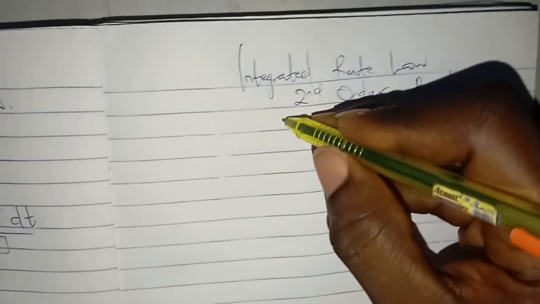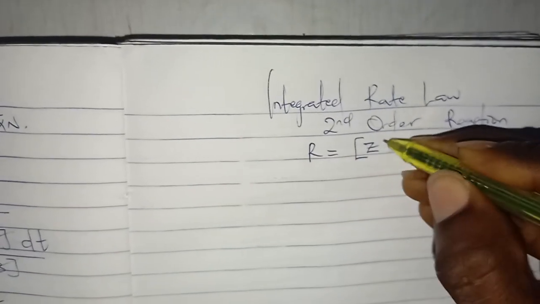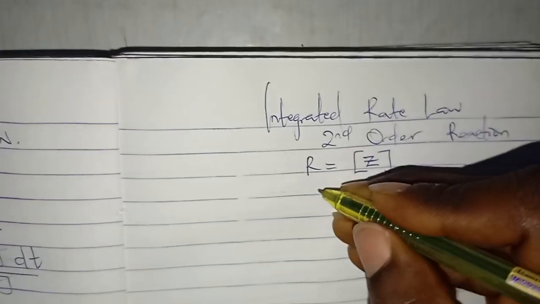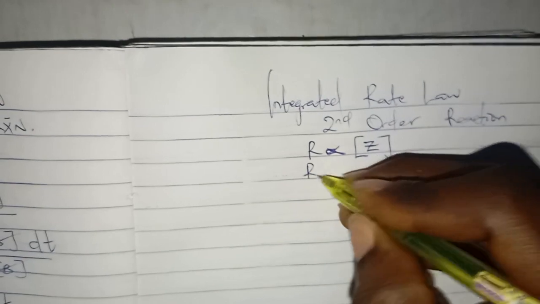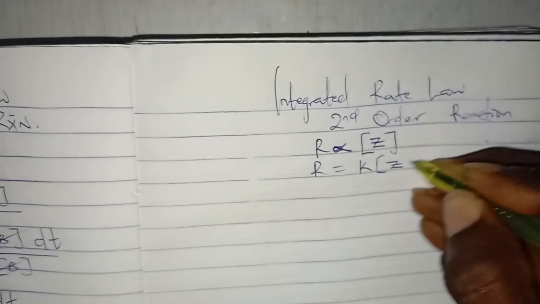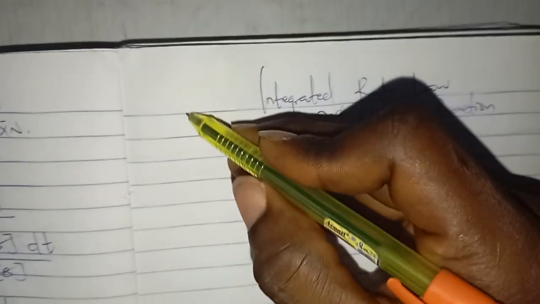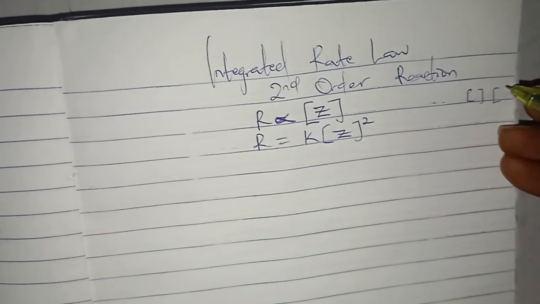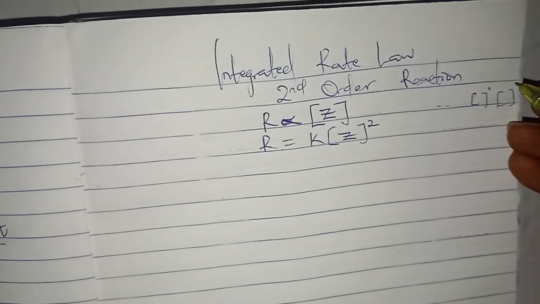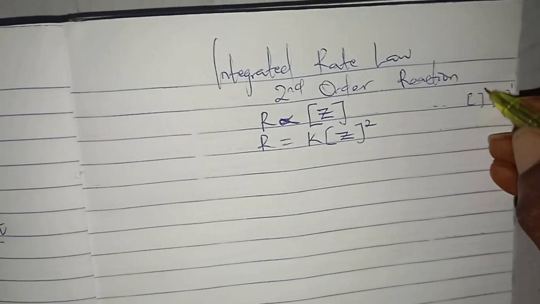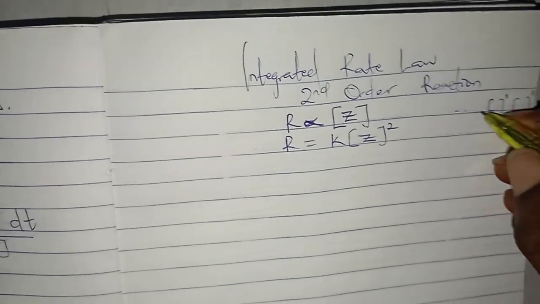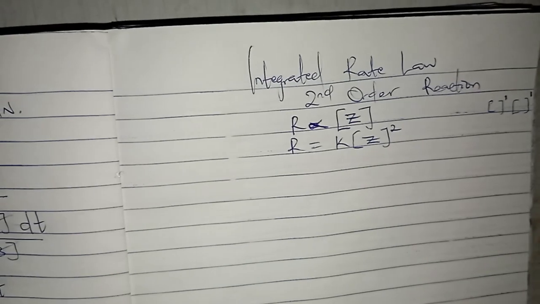For a second order reaction, it simply means that if R is directly proportional to, let's say the concentration here is Z, that means R will be equal to KZ, and in this case Z will be raised to power 2 since it's second order. Remember I taught you that when I have a concentration like this and another concentration like this, the total order here is 2, because each one has power 1. So check my video on rate of reaction, you will understand better.